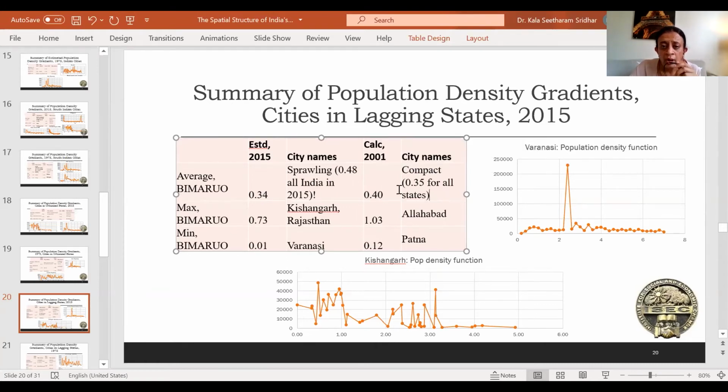And so the calculated result gives us a different finding than the estimated one, but it's very possible and plausible to believe the sprawling result, because all the lagging states are actually not very urbanized, and so it's likely that they are not yet experiencing any costs of developing infrastructure. If they have the land, they just like to spread themselves out rather than be compact and efficient.